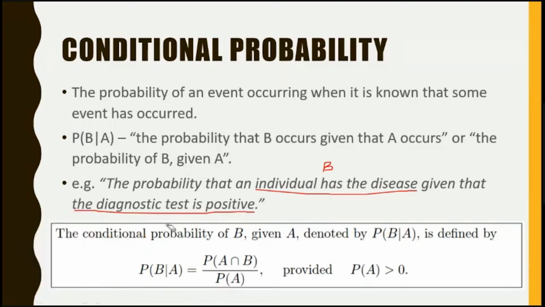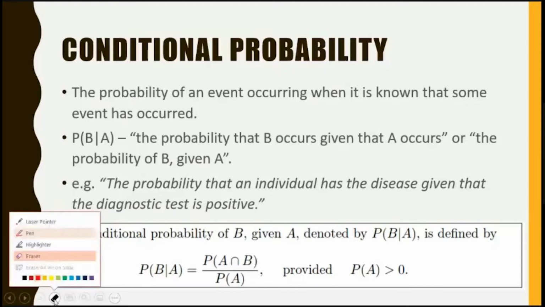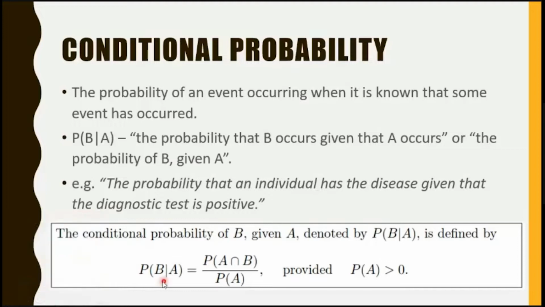We denote it again using this notation. We can find the conditional probability, the probability of B given A, using the probability of the intersection of events A and B divided by the probability of A, provided that the probability of A is greater than 0. Otherwise, this would result in an indefinite value.